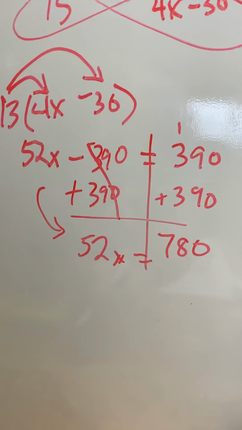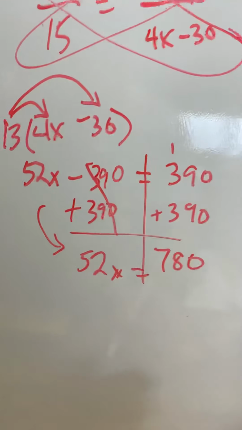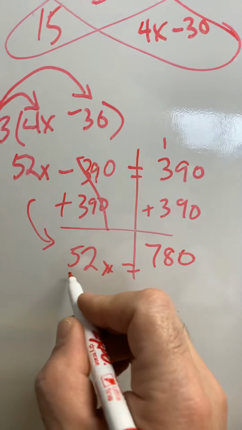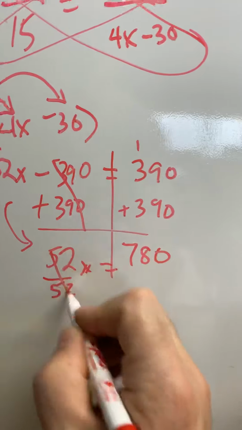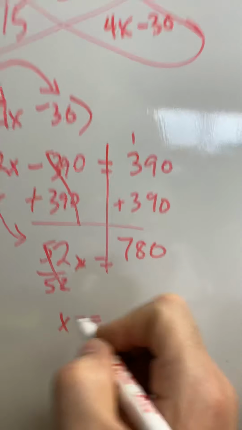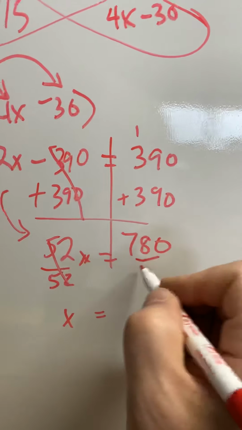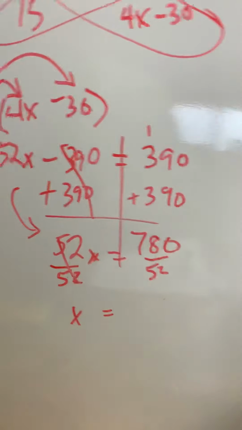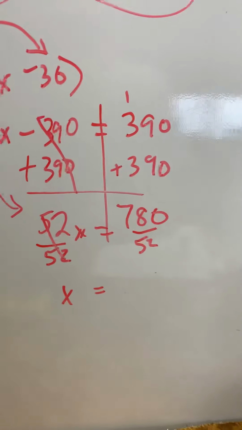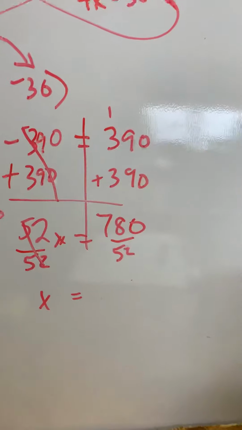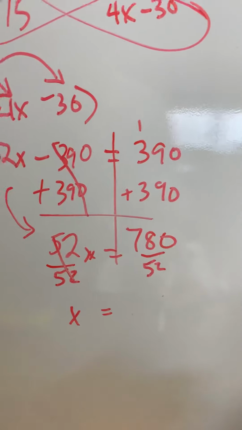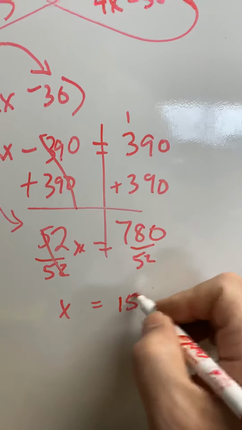And now we want to get x by itself. When they're side by side, it means to multiply. So we have to do the opposite. We have to divide. X is now by itself. Divide by 52. Once again, use your calculators. 780 divided by 52. And when you do that, you should get 15.